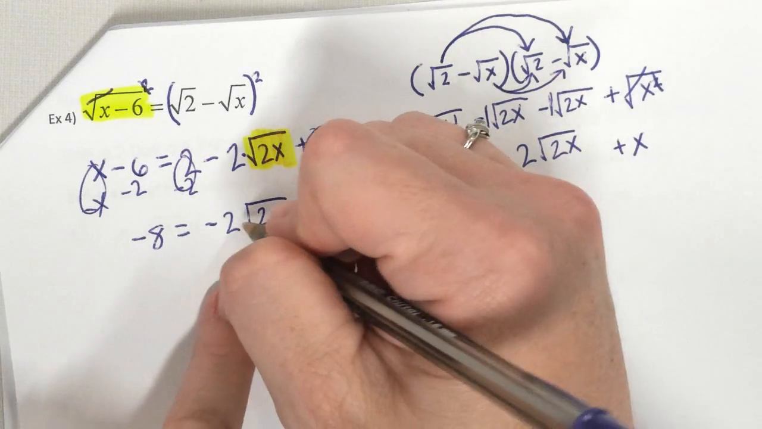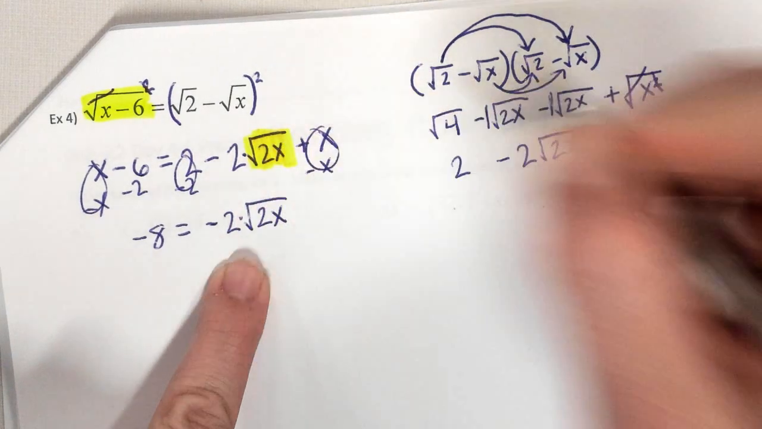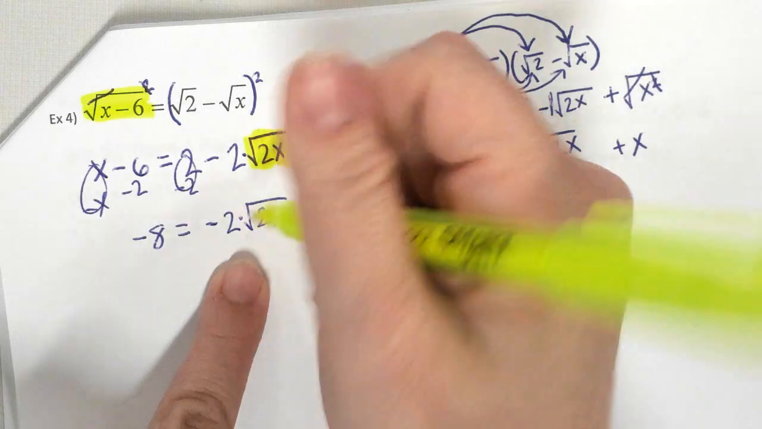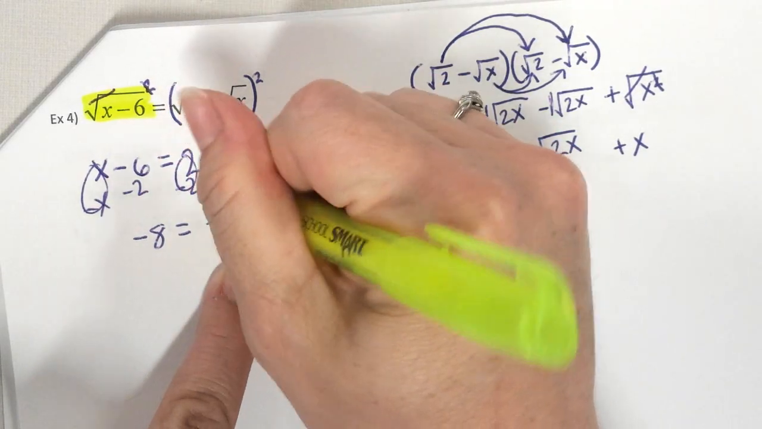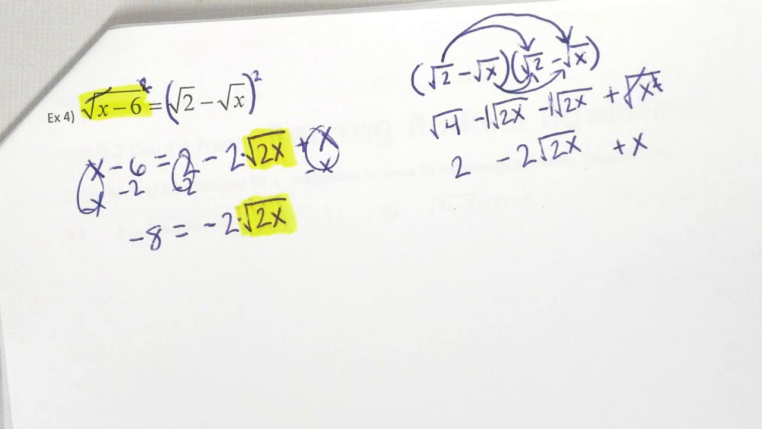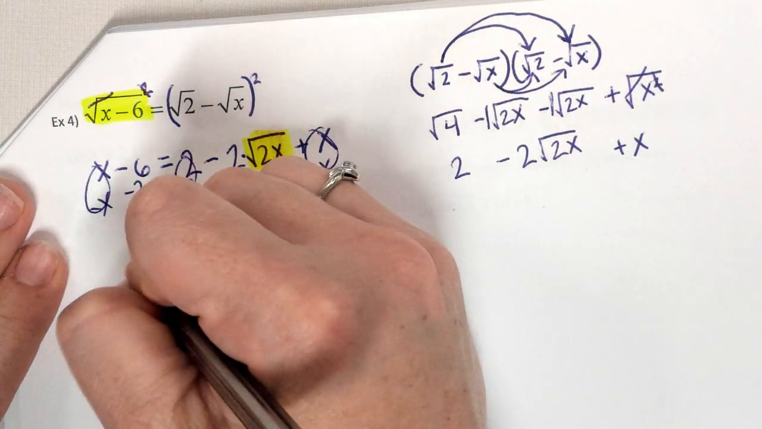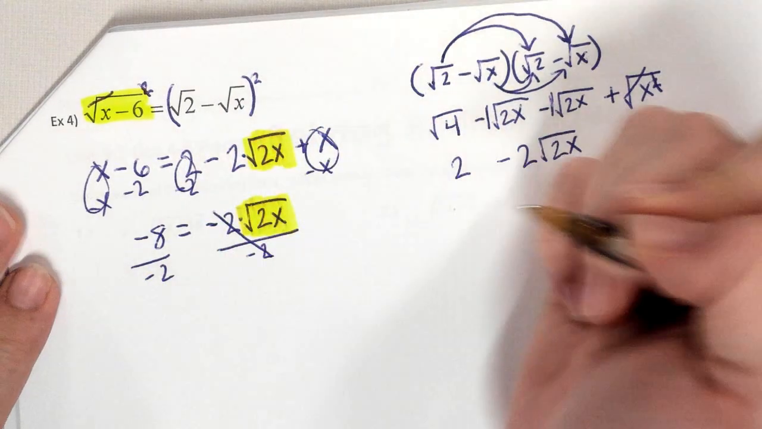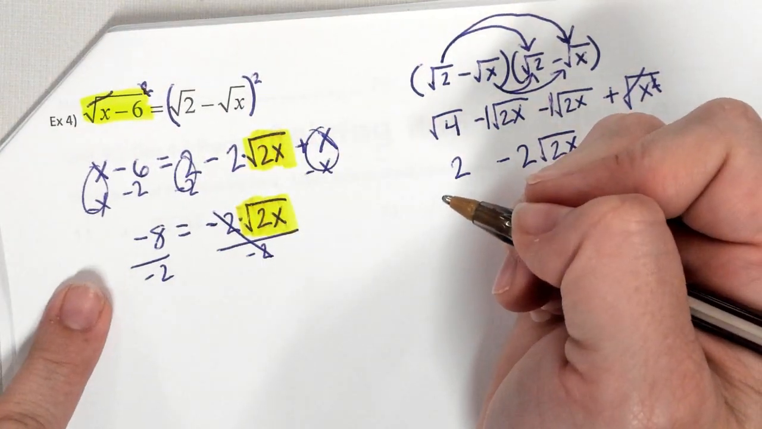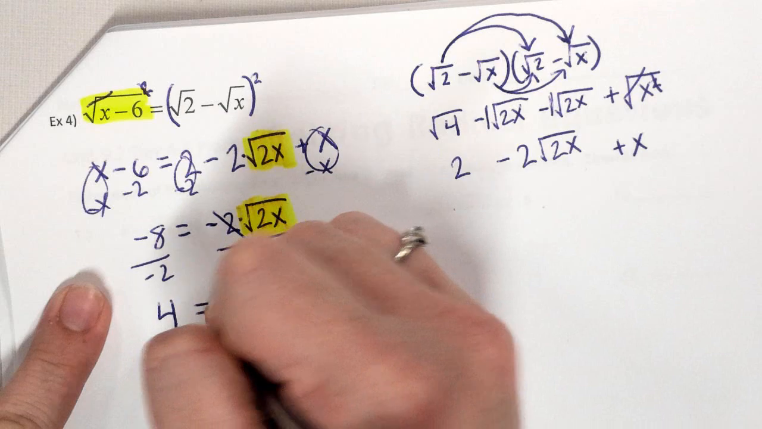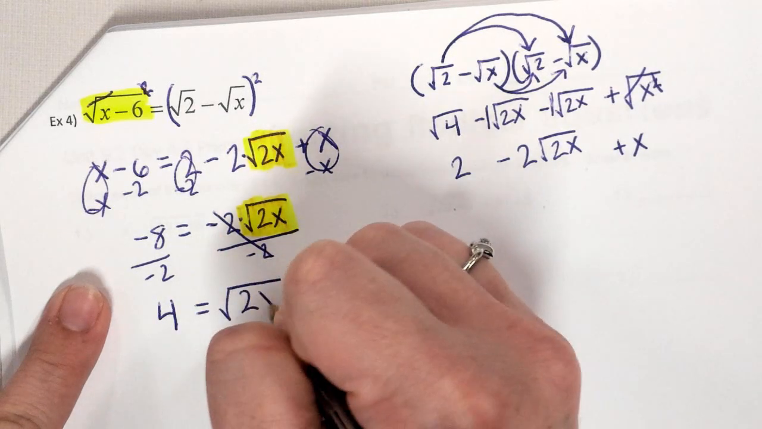Now, because there's no symbol in the middle, I've been hollering this from the rooftops, I feel like. That means it's a multiplication. How do we get rid of multiplication? Division. So we're going to divide both sides by negative 2. And what's negative 8 divided by negative 2? 4. So we get 4 equals the square root of 2x.